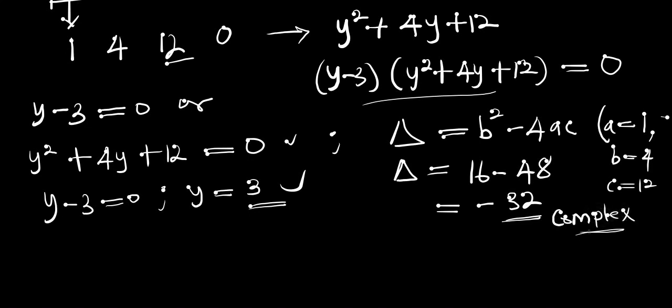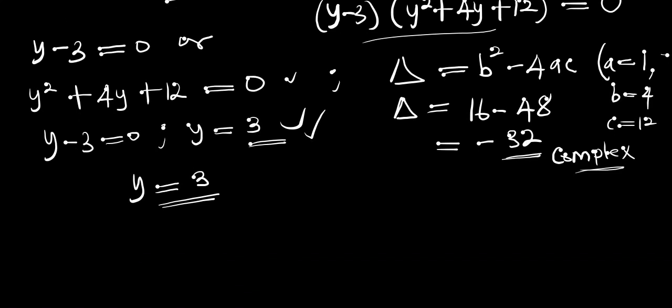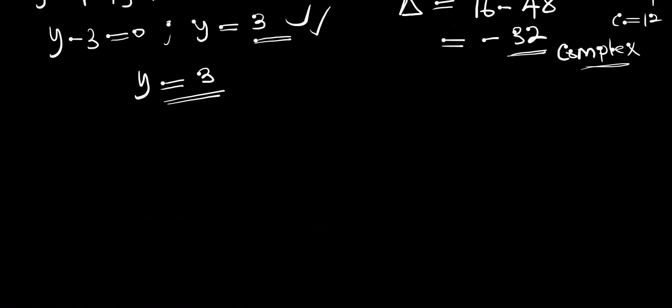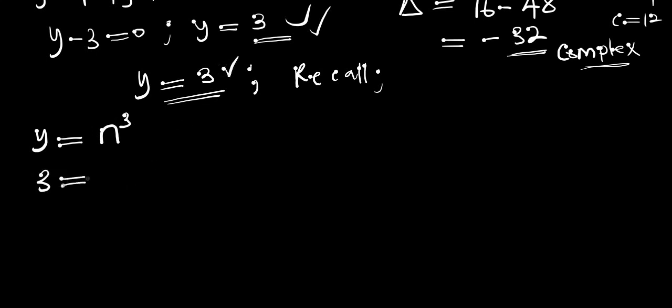So we are not looking for complex solutions. We are looking for real solutions. That means the only real solution is y equals 3. Now, recall that y is equal to n power 3 and y is equal to 3. That means we are going to have 3 equals n power 3.